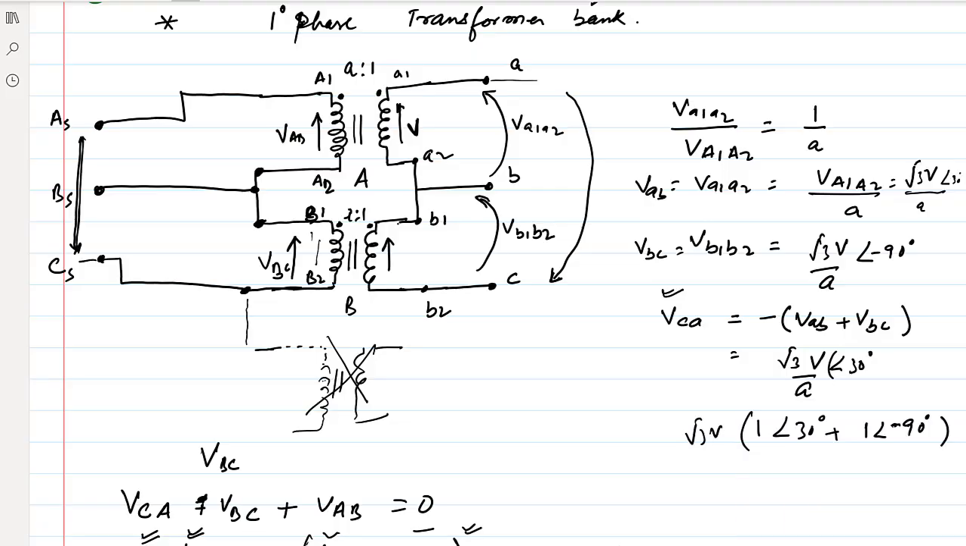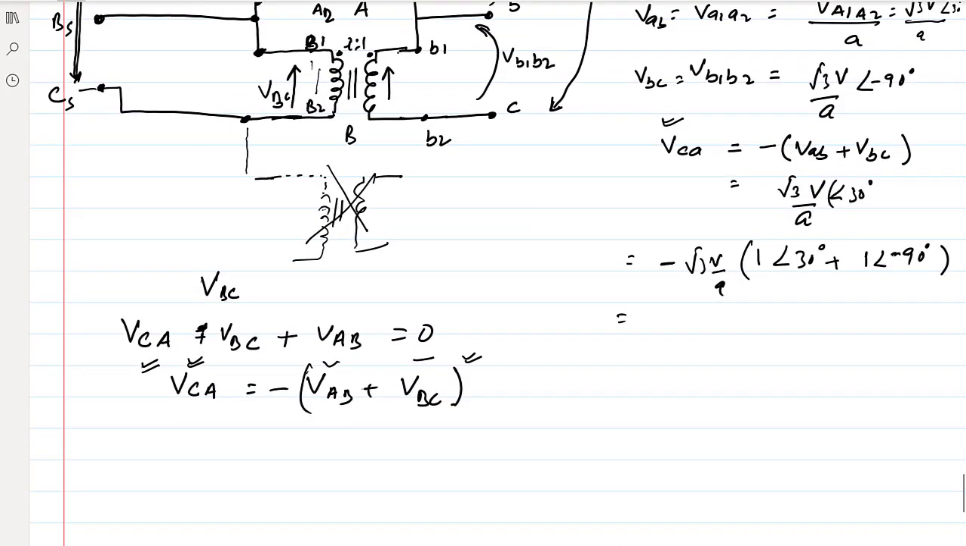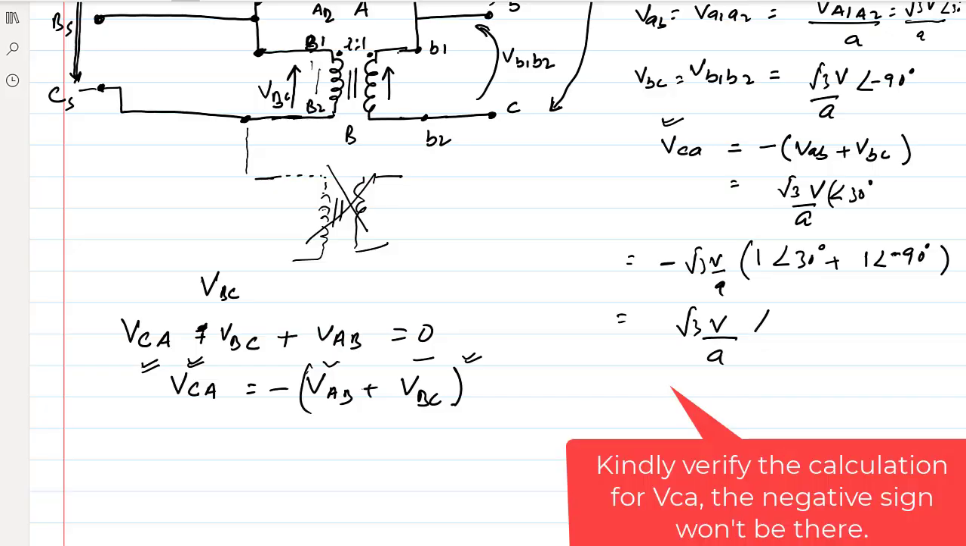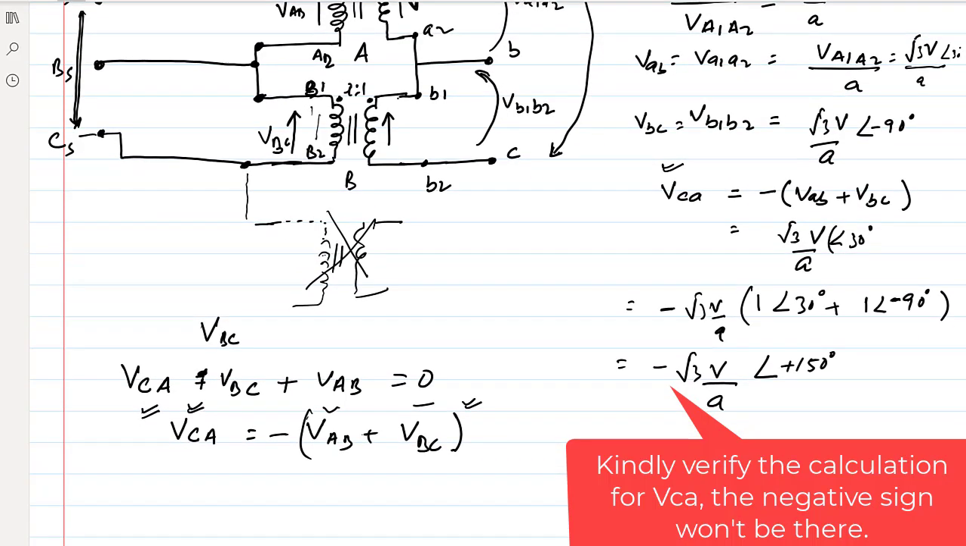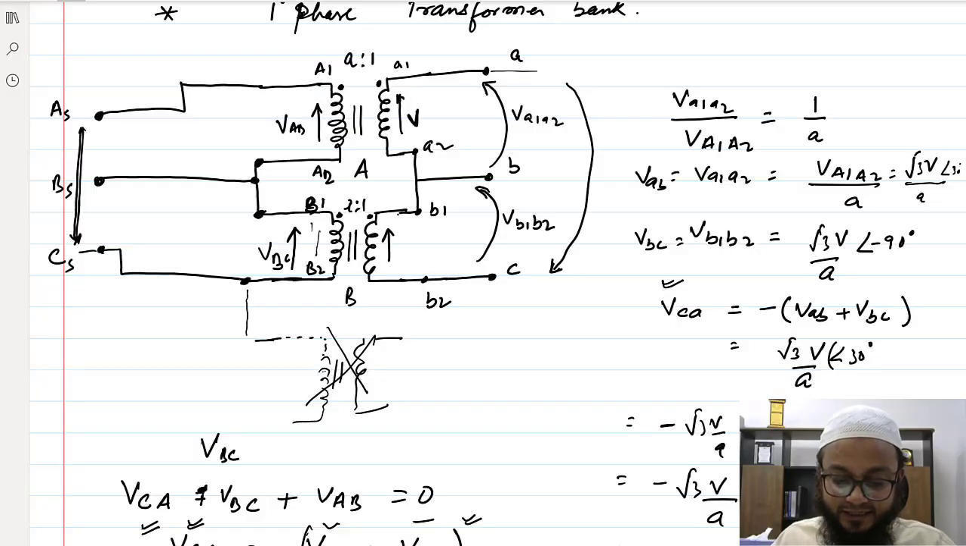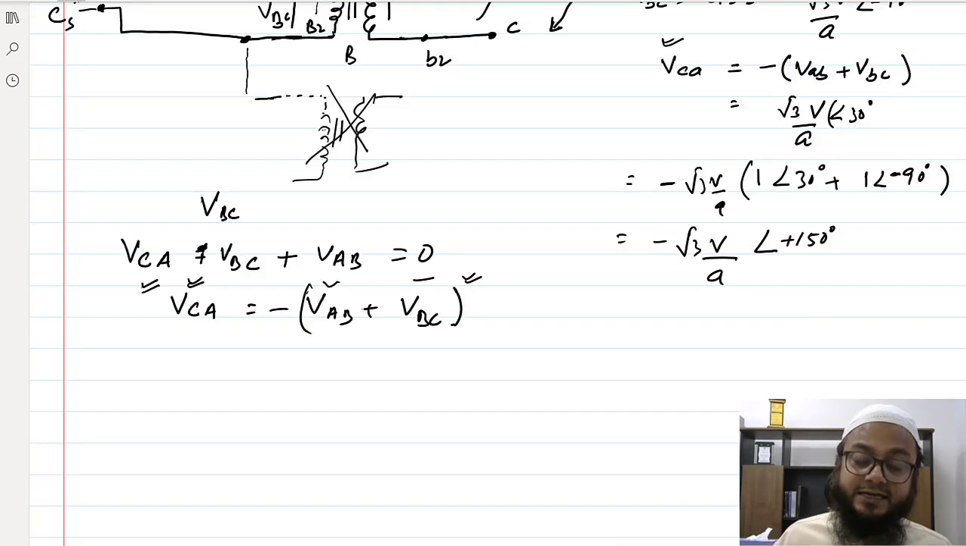And here it is root 3V upon A and minus of it. And if you solve, you will get root 3V by A, but at an angle of plus 150. So the line voltage here and the line voltage here are all the same, because the line voltage here is the phase voltage here, and the same phase voltage is actually the line voltage here. Now, but see about the power handling capacity here.